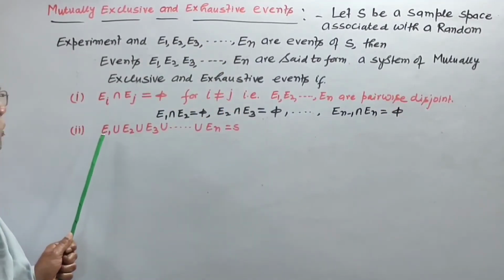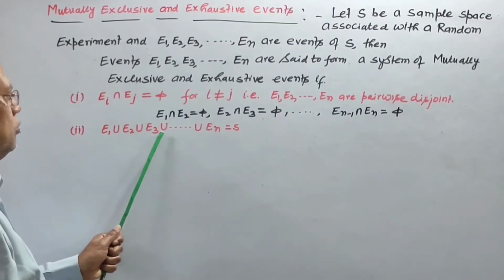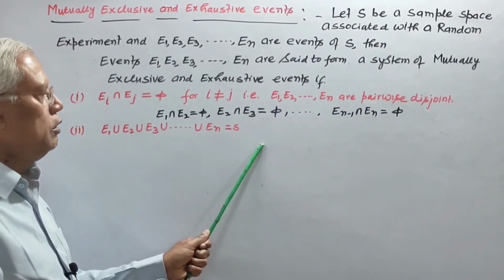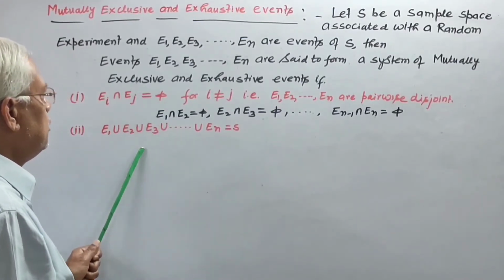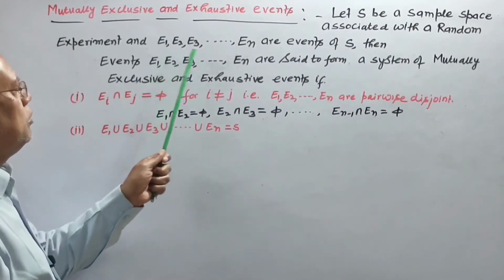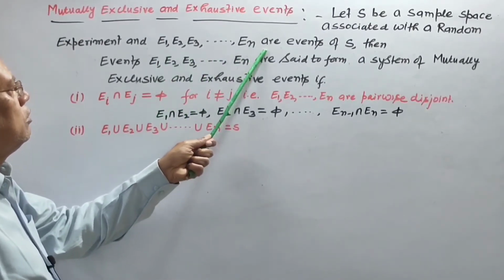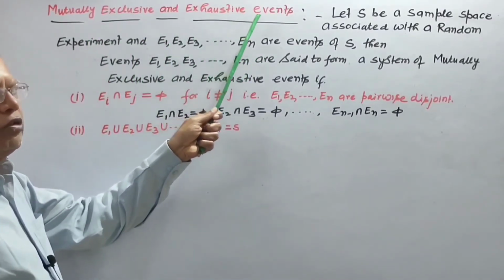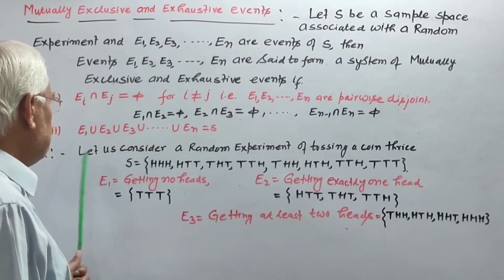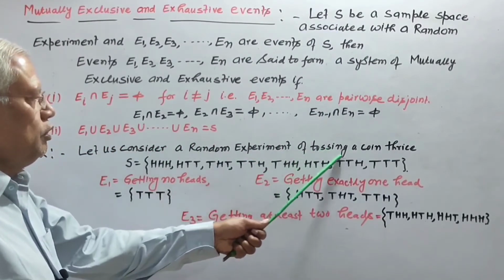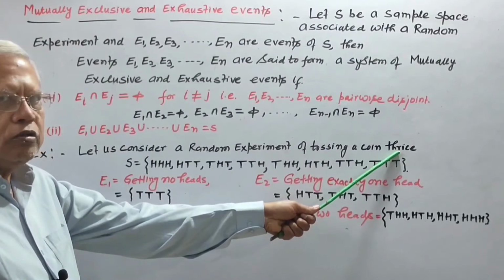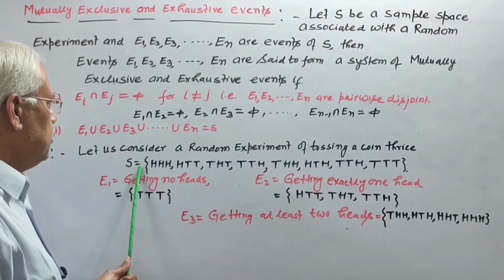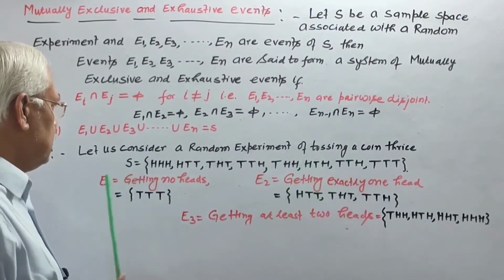Condition number 2. E1 union E2 union E3 and so on union En is equal to the sample space. If these two conditions are satisfied, then events E1, E2 and so on En are said to form a system of mutually exclusive and exhaustive events. Let us consider a random experiment of tossing a coin thrice, or 3 coins are tossed simultaneously. Then sample space will be this.